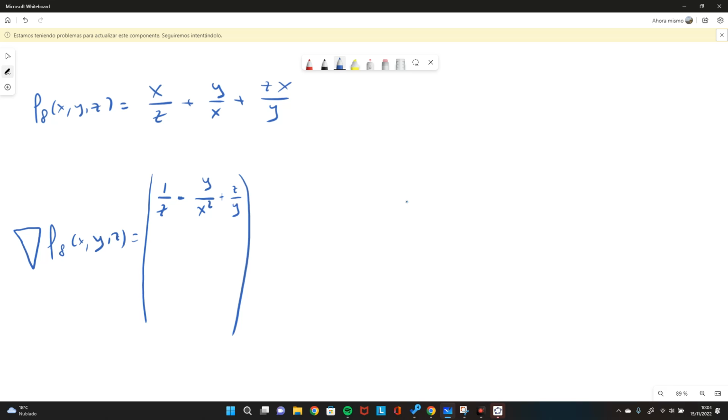Second one, y. Well, y is just 1 divided by x and minus zx divided by y squared. Last one, z is just minus x divided by z squared plus x divided by y. This is the whole gradient, and the Hessian is also, I think, as easy as this one. Okay, and this is the Hessian of f8 with respect to x, y, z.